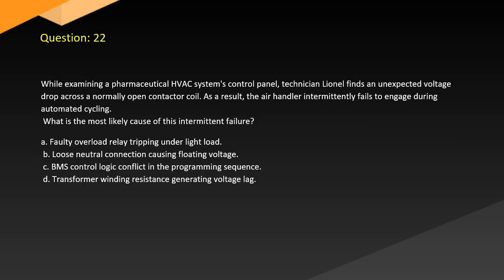Question 22. While examining a pharmaceutical HVAC system's control panel, technician Lionel finds an unexpected voltage drop across a normally open contactor coil. As a result, the air handler intermittently fails to engage during automated cycling. What is the most likely cause of this intermittent failure? A. Faulty overload relay tripping under light load. B. Loose neutral connection causing floating voltage. C. BMS control logic conflict in the programming sequence. D. Transformer winding resistance generating voltage lag.